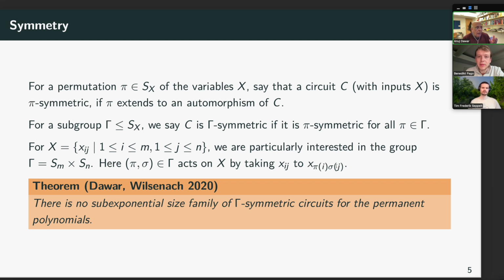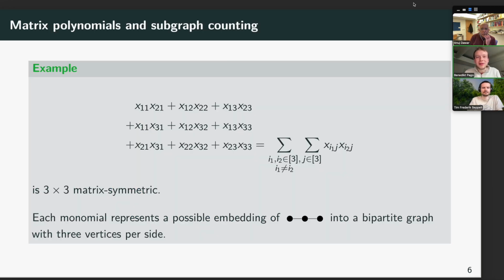Okay, I'm going to hand over to Benedikt to take over from here. Yeah, so I was trying to extend this symmetric circuit lower bound and prove lower bounds for other polynomials than the permanent. But this turned out to be quite tricky. The precise methods that work for the permanent didn't seem to work for other matrix symmetric polynomials. I thought about this for a while, and then at some point I realized that maybe there's a different way to approach this whole problem.